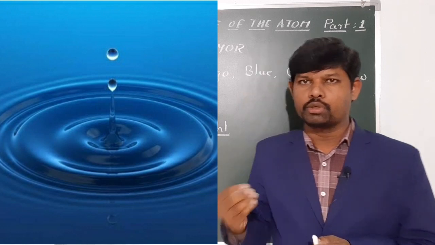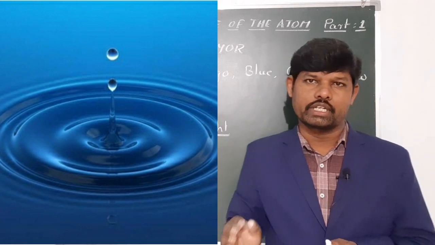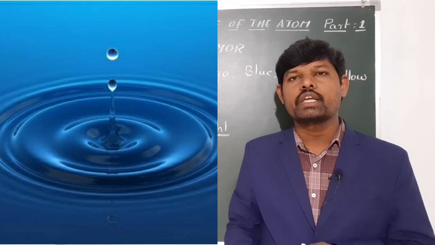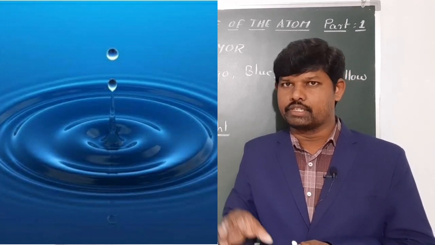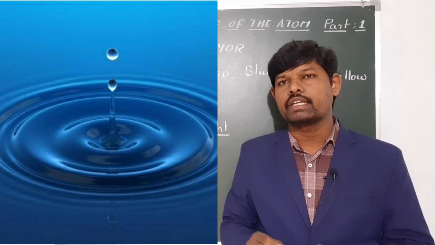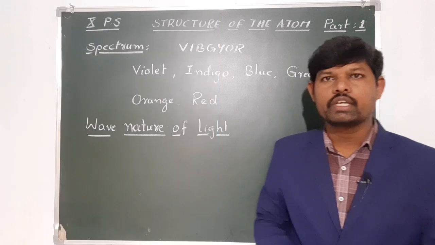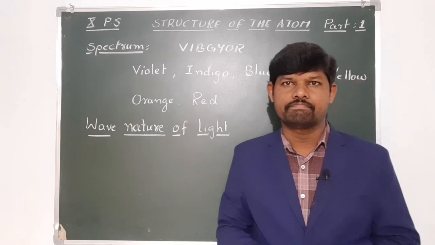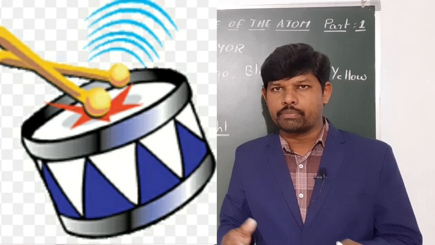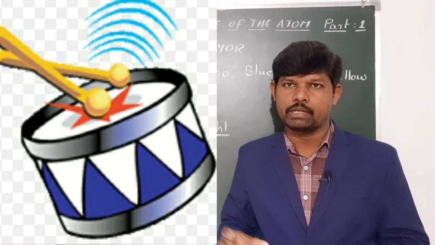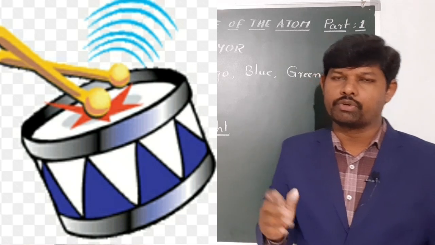You will observe ripples. If you throw a stone in stagnant water or a still pond, ripples are formed. At the same time, another example: if you beat a drum, that means any object that vibrates can produce sound waves. Ripples look like a wave formation, and a vibrating substance produces sound waves.